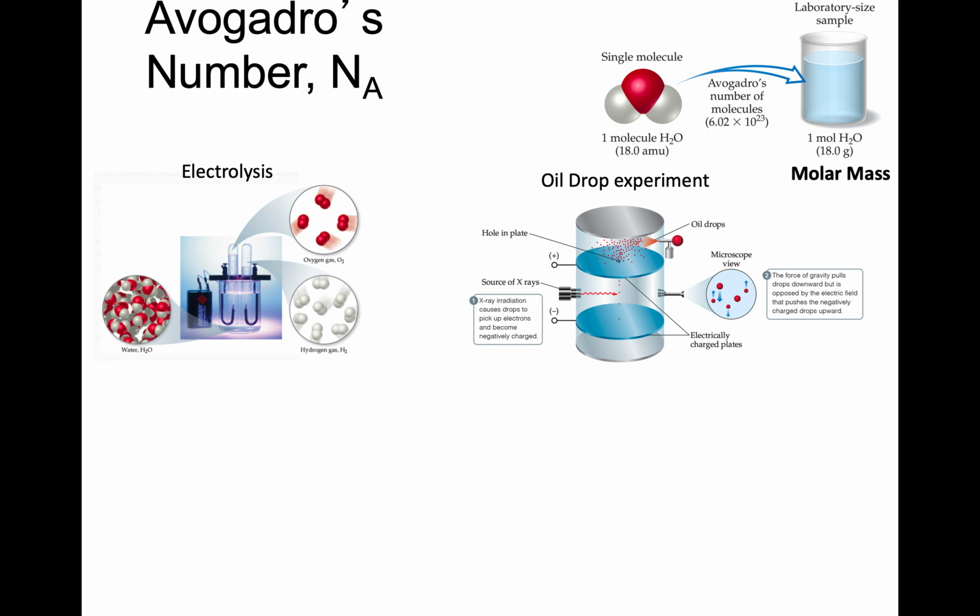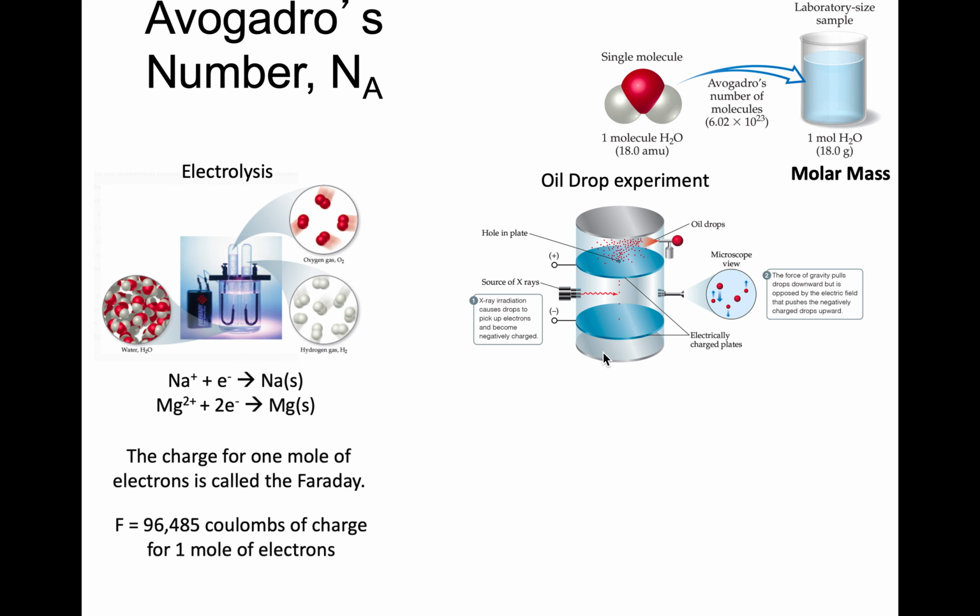We're going to see it brings together two ideas that we've been talking about within this video: electrolysis and the oil drop experiment. Within electrolysis, we're using electricity as a reactant. We could add electricity to sodium ions to make sodium metal, to magnesium ions to make magnesium metal. So electricity is a reactant. It was measured that the charge for 1 mole of electrons had a certain amount of charge attached to it. That was called a Faraday.